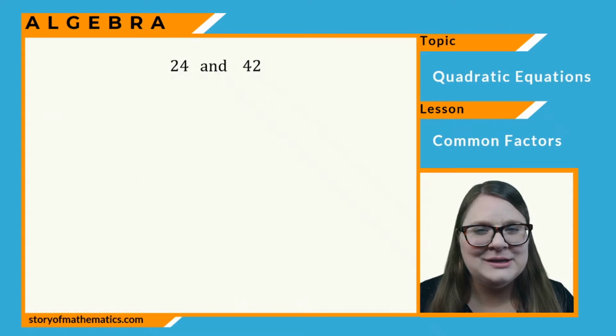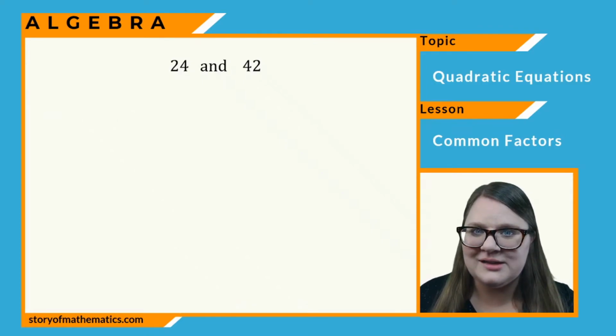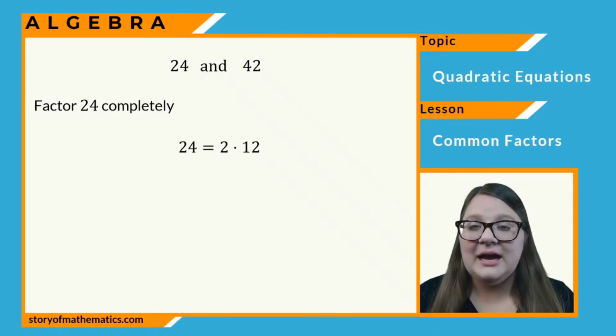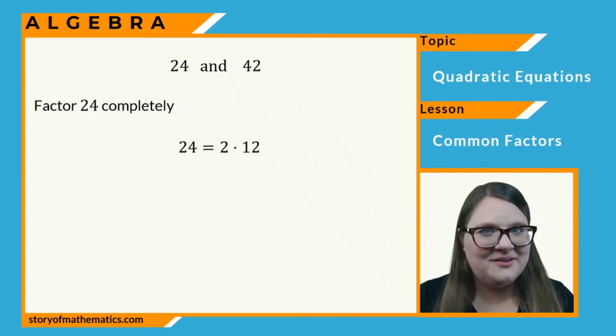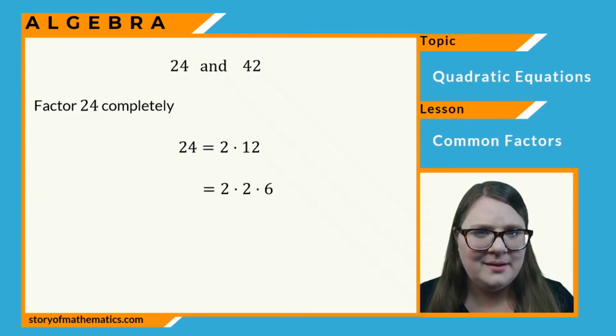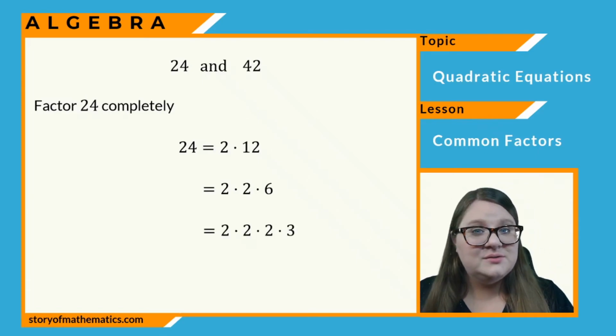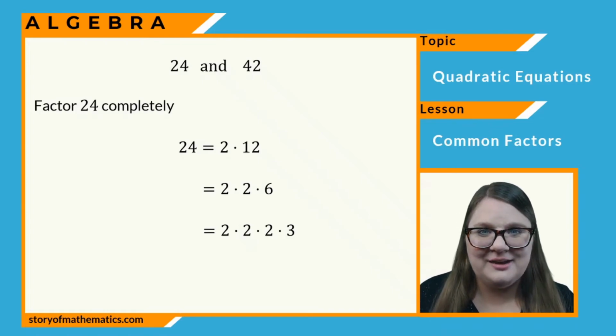Let's take a look at another example. This one is 24 and 42. So let's factor 24 completely. I could do 2 times 12, but then I can factor 12 into 2 times 6, and then I can factor 6 into 2 times 3. So 24 is 2 times 2 times 2 times 3.